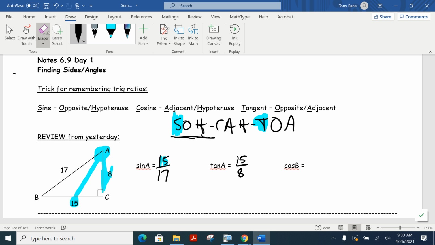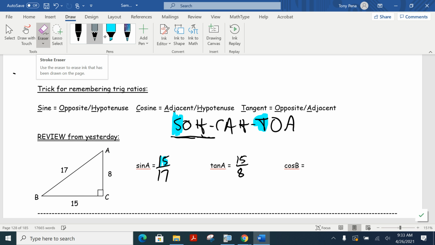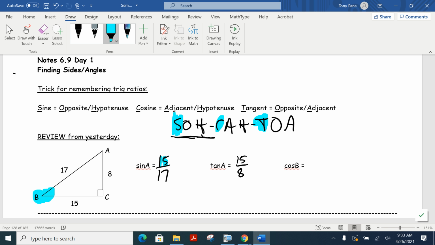And then the last one, we switch our angle. So now we're going to be looking at angle B. Or looking from angle B is probably a better way to say it. So now I'm here. Cosine is this part of it. That's the adjacent side. The adjacent side that's not your hypotenuse is 15. And that's our A. And then over the hypotenuse, which is 17. So that should be 15 over 17. There we go. And then that's our cosine of B.